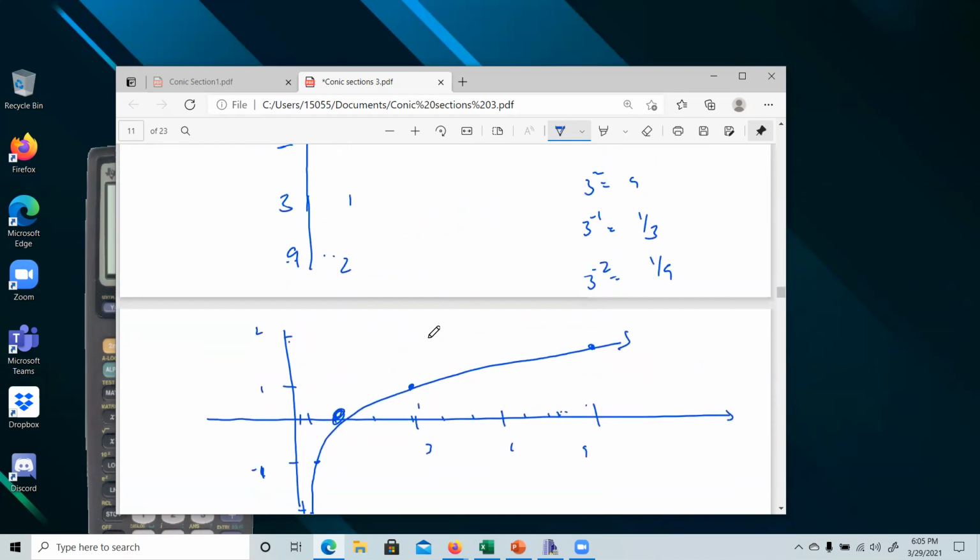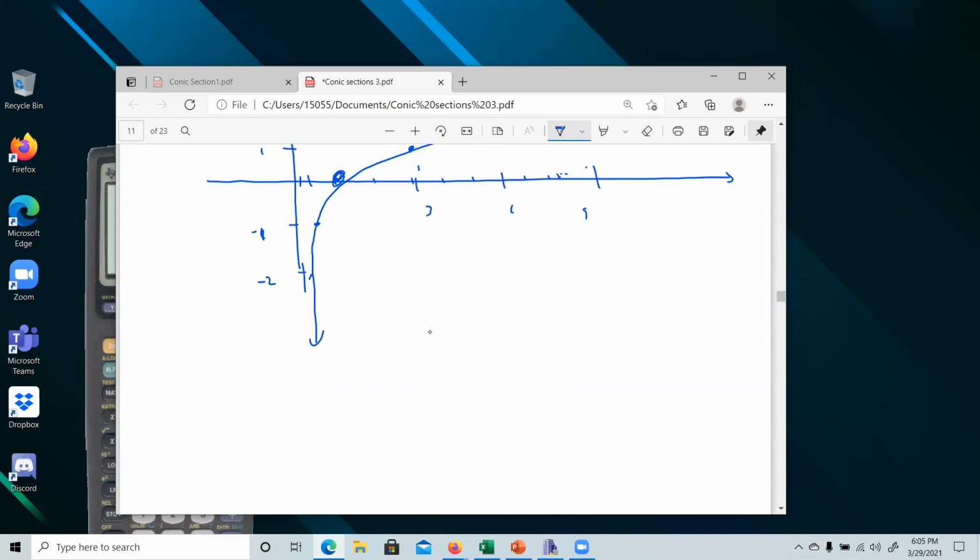Let me show you one more. Okay, and we're going to do y is equal to log base 1/3 of x. So this is the first time our base has been less than 1. The first time it was 4/3, bigger than 1. Second one is 3, bigger than 1. This one's 1/3, less than 1. And let's see what happens to the graph.